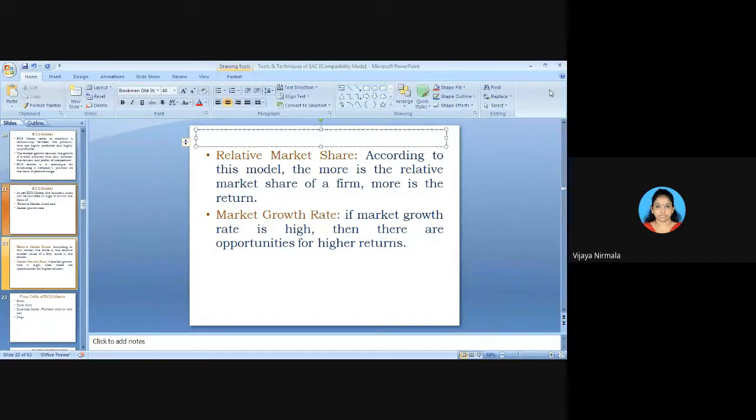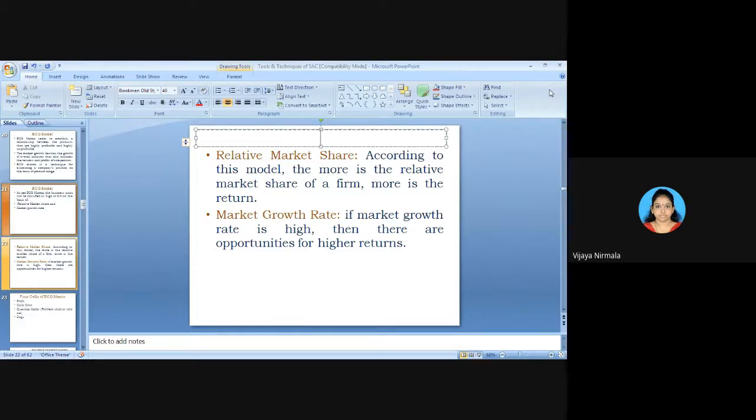And the next one is market growth rate. If the market growth rate is high, then there are opportunities for higher returns.